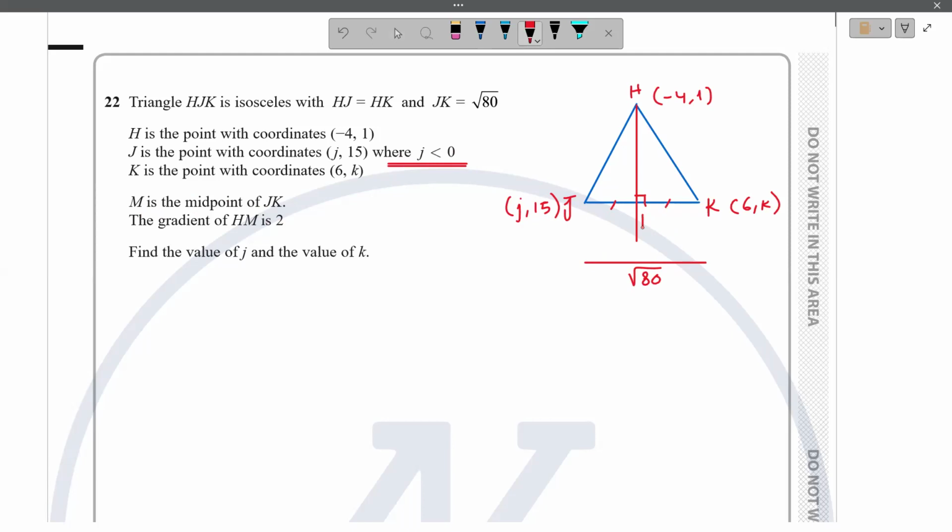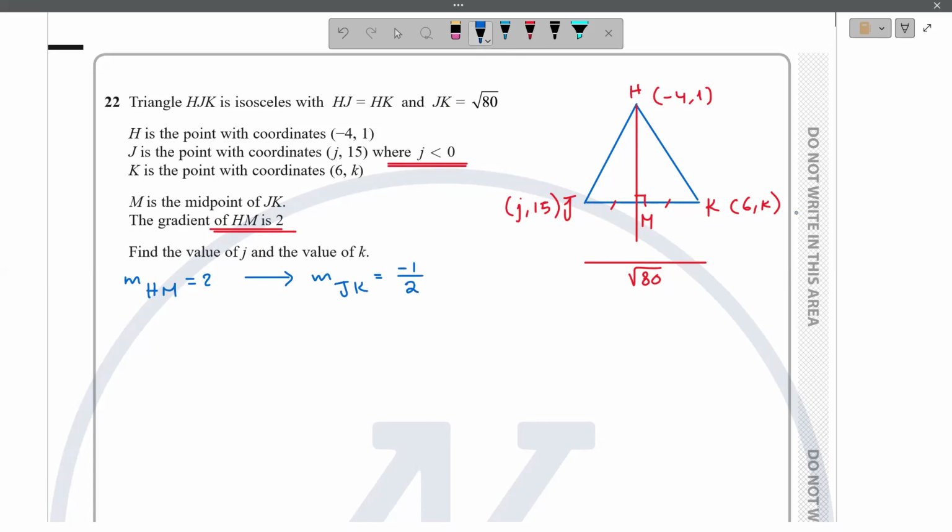M is a midpoint of JK, and the gradient of HM is 2. As we have an advanced coordinates question here, we are working on 3 rules: gradient, midpoint, and distance. And already we have gradient and distance here, so these will be the rules that we are going to work on. So first, if I have the gradient of HM equals 2, I will have the gradient of JK equals -1/2, negative the reciprocal.